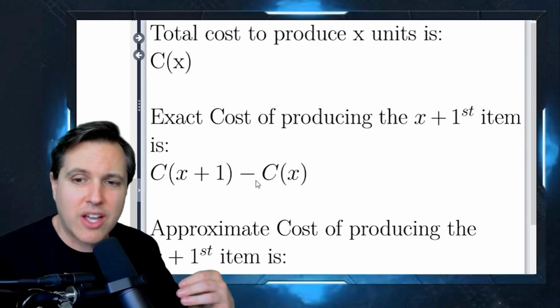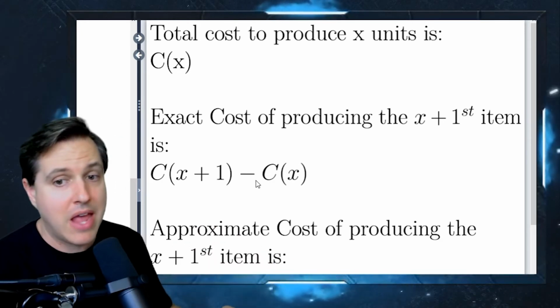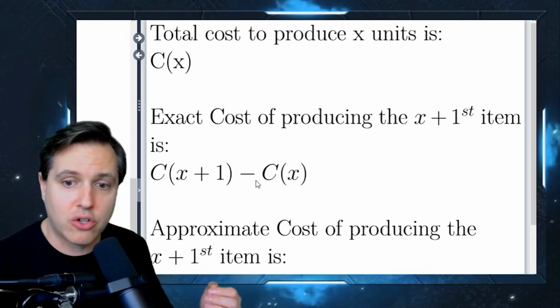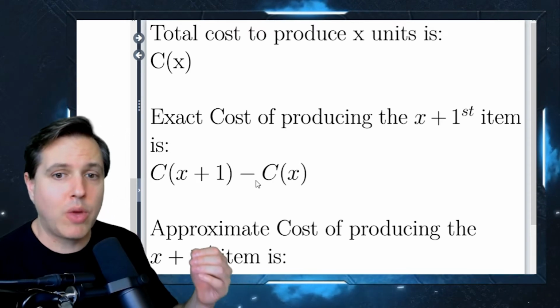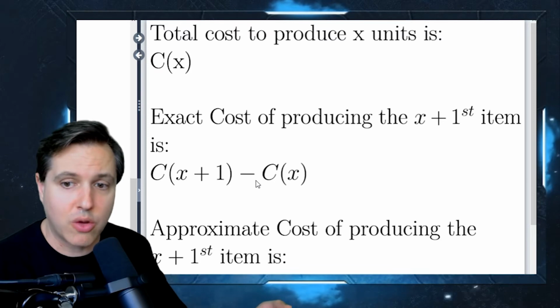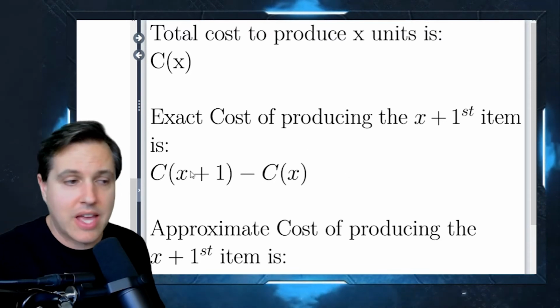So we want to know what's the cost of producing one more item. And that's the idea behind this marginal analysis, that we can approximate the cost of producing one more item. So we see that down here.